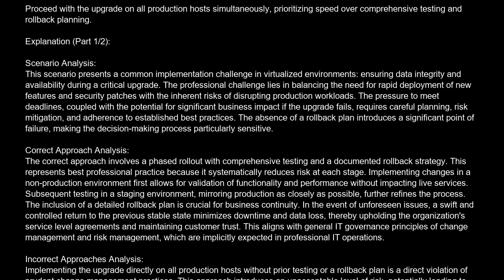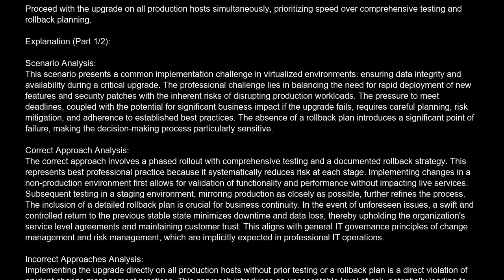Correct approach analysis. The correct approach involves a phased rollout with comprehensive testing and a documented rollback strategy. This represents best professional practice because it systematically reduces risk at each stage. Implementing changes in a non-production environment first allows for validation of functionality and performance without impacting live services. Subsequent testing in a staging environment, mirroring production as closely as possible, further refines the process. The inclusion of a detailed rollback plan is crucial for business continuity.